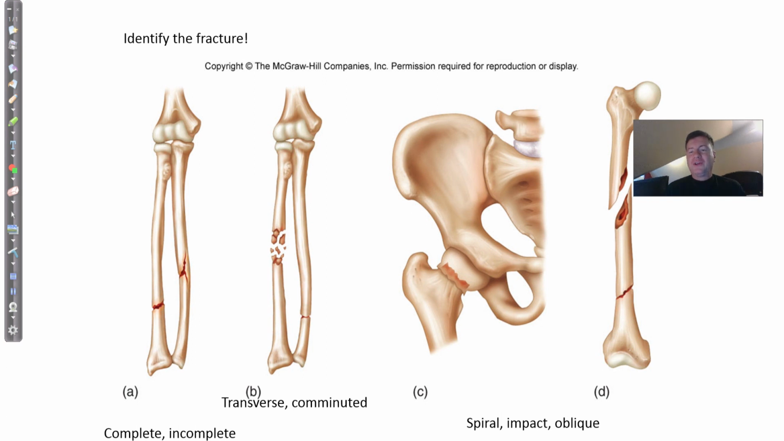Over here, we are seeing, we'll start with this one. This is an oblique fracture because you can see how it goes at an angle. The spiral fracture is twisted, so that's why you have that shape there.